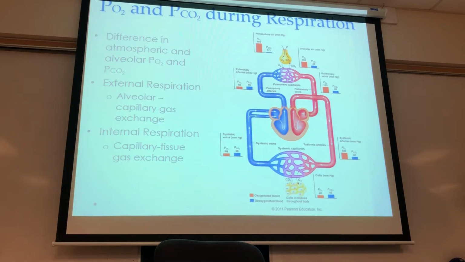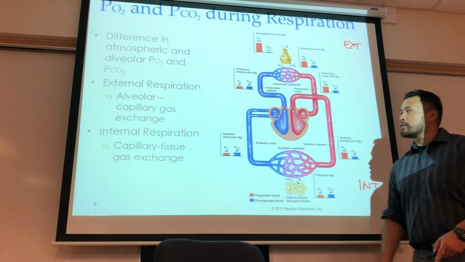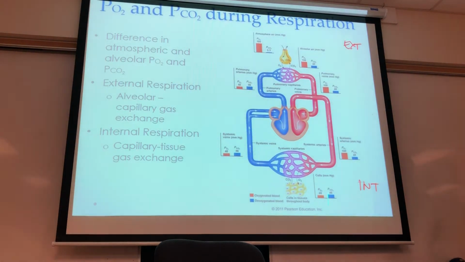The PO2 and PCO2, the partial pressures of O2 and CO2 during respiration: we're going to account for external respiration up at the top, and internal respiration below. And this is going to account for the circulatory system, which is going to be pushing blood through.